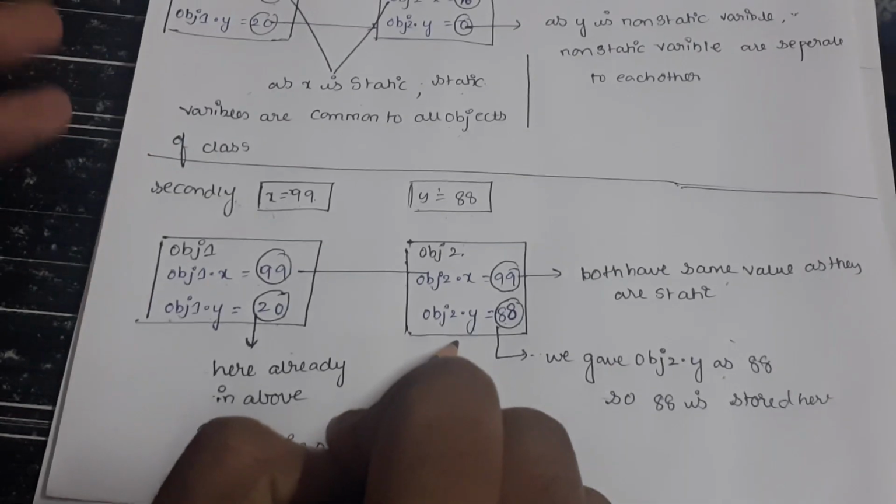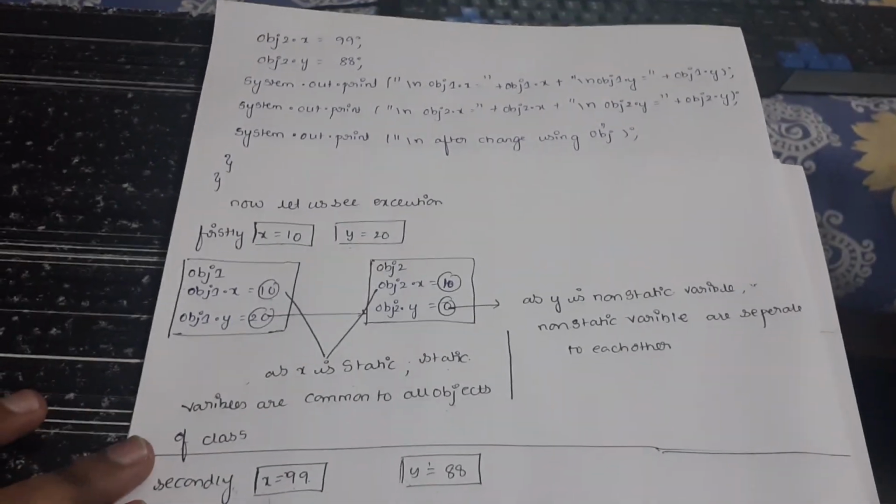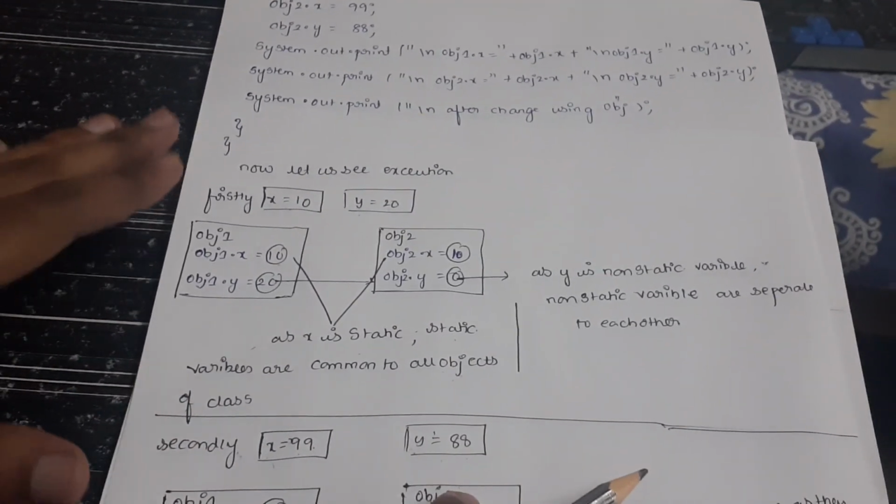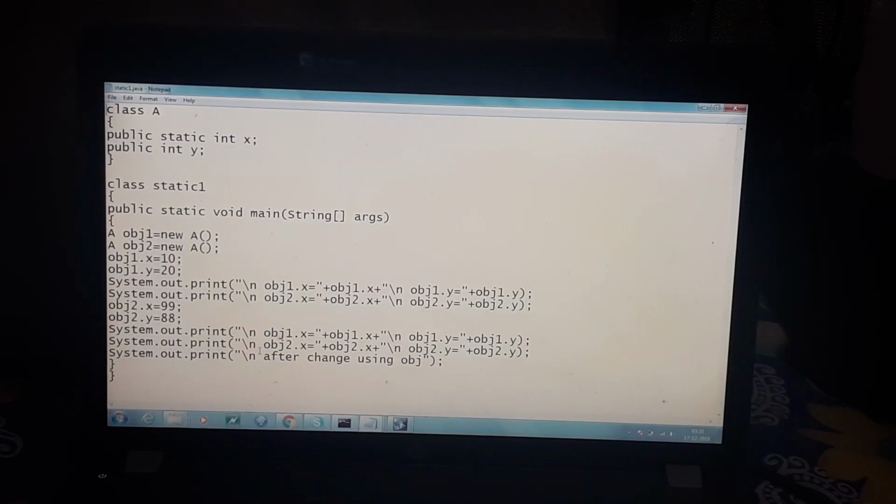Now let's compile and run this program on the system in the command prompt and see how it works. Now the same code I have written on the system. So now let's see how to compile this program and run this program in the command prompt.